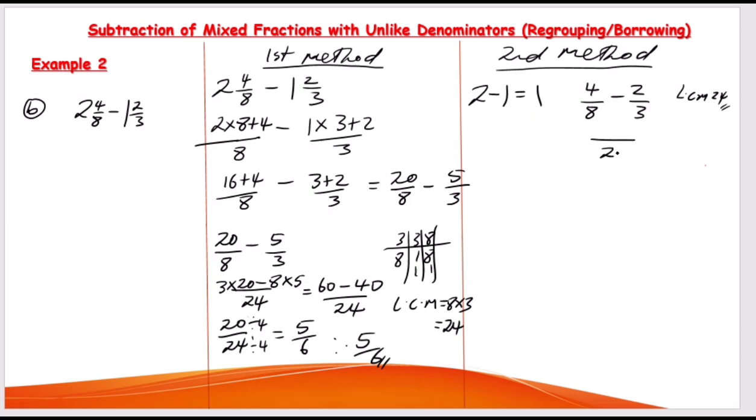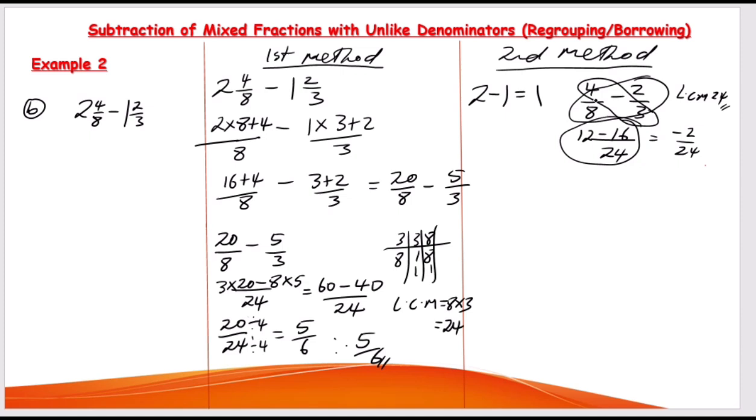If I continue with this, I'm going to be having 24. If I use butterfly method, same method here, I'll be having 12 minus 16. Now you can see in this case 12 minus 16 is giving me minus 2 over 24. That is, we cannot subtract 2 over 3 from 4 over 8. So what we need to do in this case is to borrow 1 from this whole number.